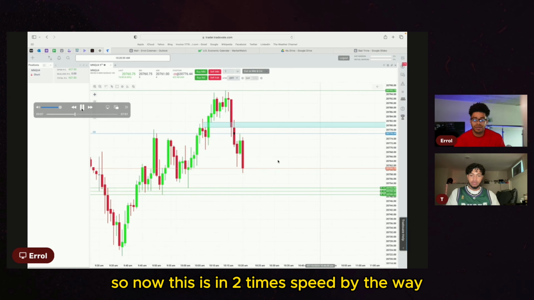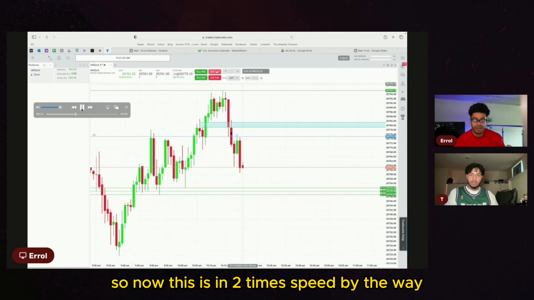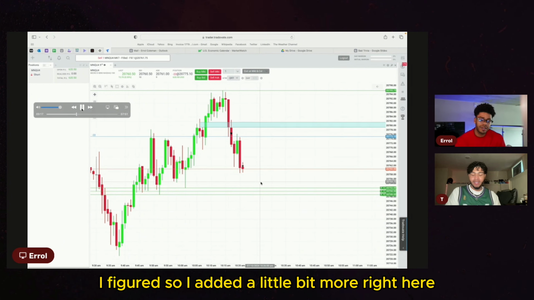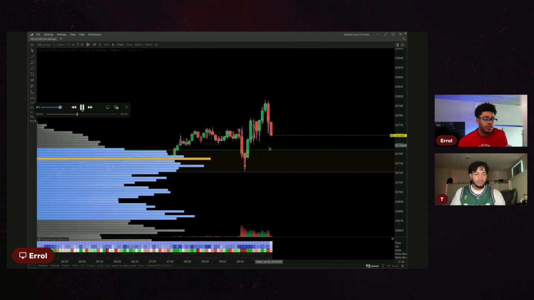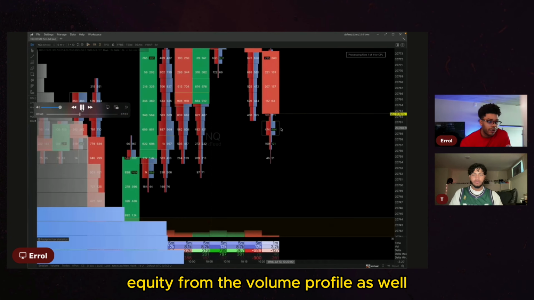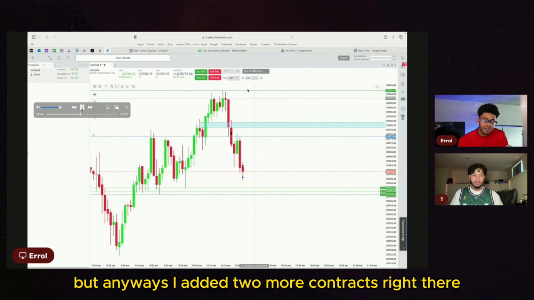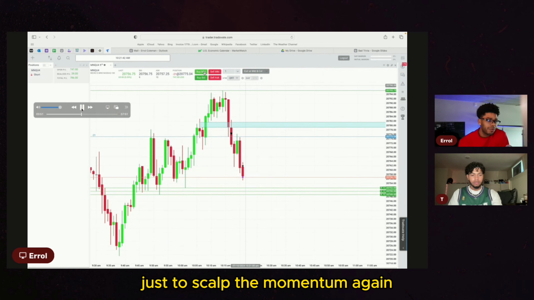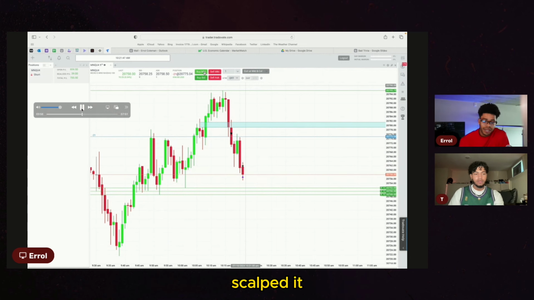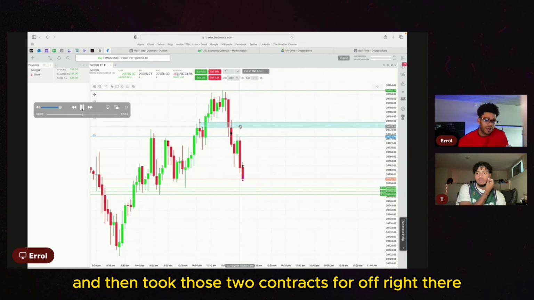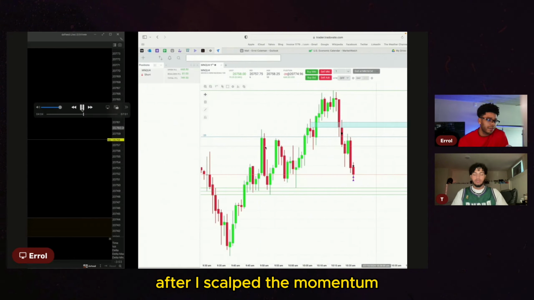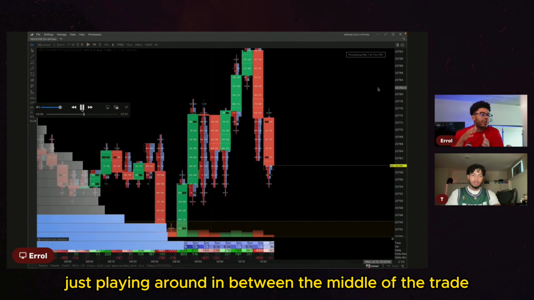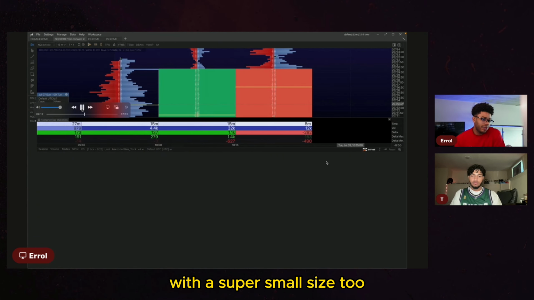Anyways, this is in 2x speed, by the way. So I added a little bit more right here. I added 2 more contracts, and again, price is attracted to liquidity. I was also kind of peeking at liquidity from the volume profile as well. I added 2 more contracts right there just to scalp the momentum again. Then I took those 2 contracts off right there. So you can see I took both of them back off after I scalped the momentum just a little bit. I was just playing around in the middle of the trade with a super small size.